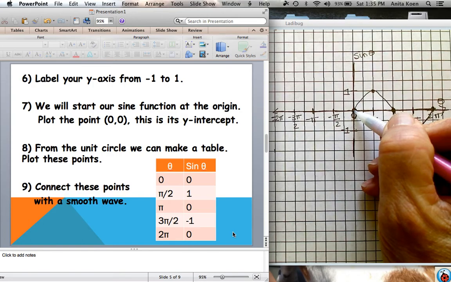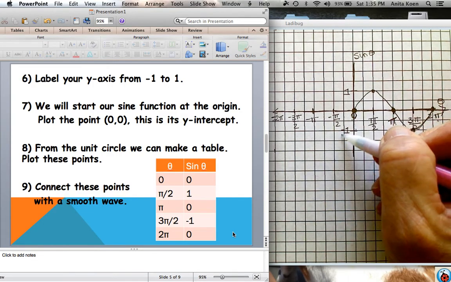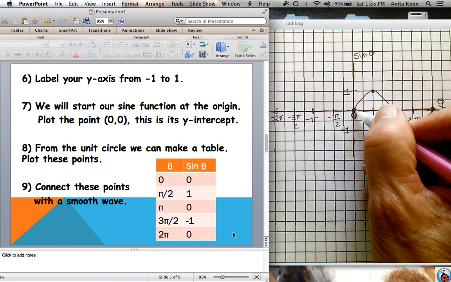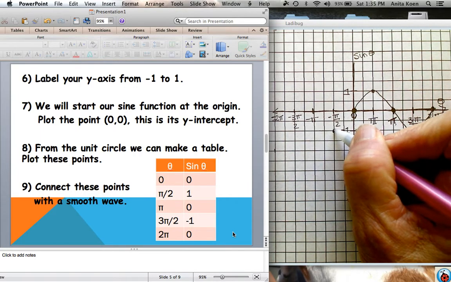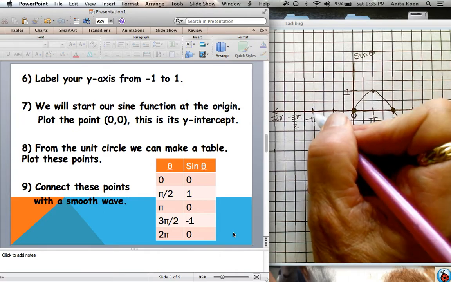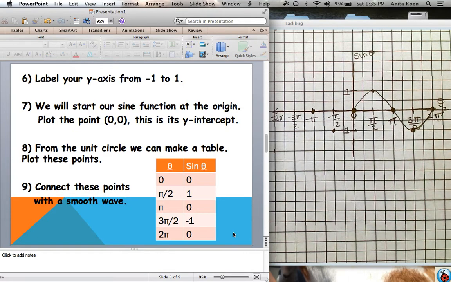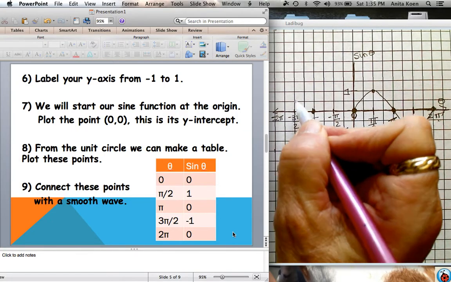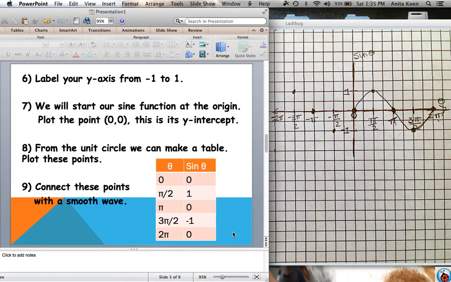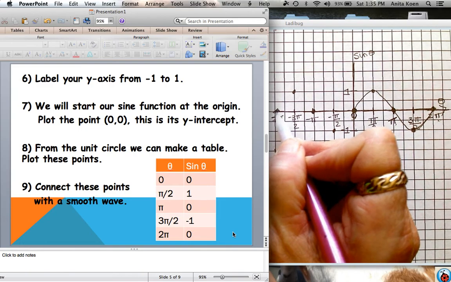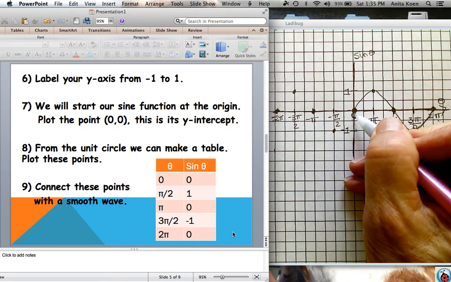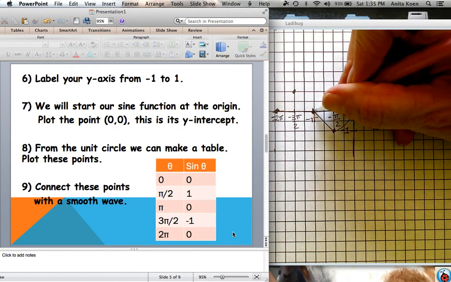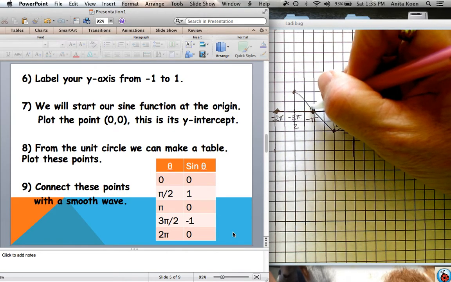Now this time, the function is just going to continue in its pattern. So since it's coming up, it's now going to go down. The sine of negative pi over 2 is negative 1 from the unit circle. The sine of negative pi is 0. The sine of negative 3 pi over 2 is 1. And the sine of negative 2 pi is 0. And I can continue that graph by connecting it with a smooth, continuous curve.